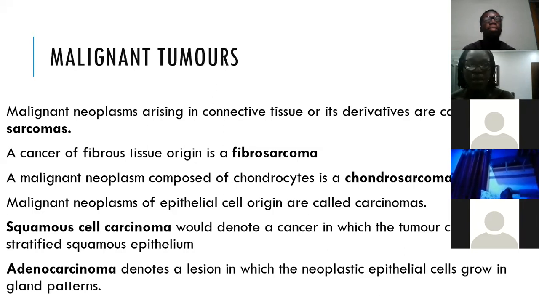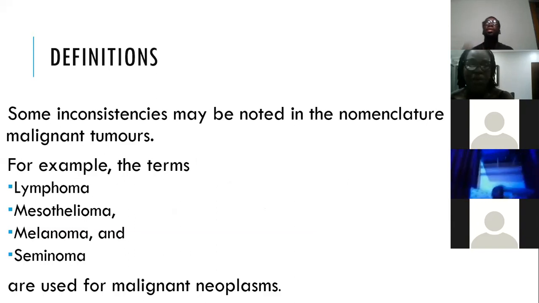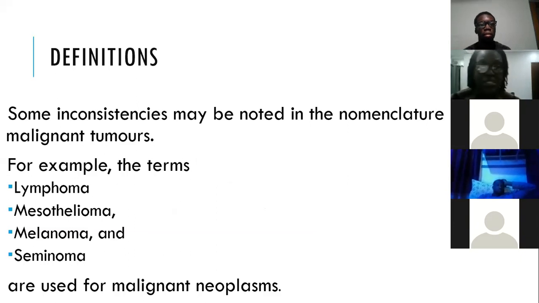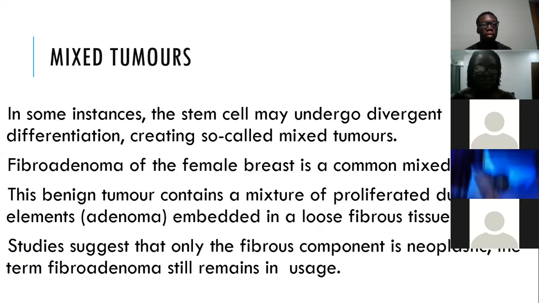But there are always some inconsistencies. For example, a lymphoma is malignant, but you notice that it ends with an oma. Then a mesothelioma is also malignant, but the ending is an oma. So it sounds as if it is benign, but it's actually malignant. Then sometimes you can also have a mixed tumor.